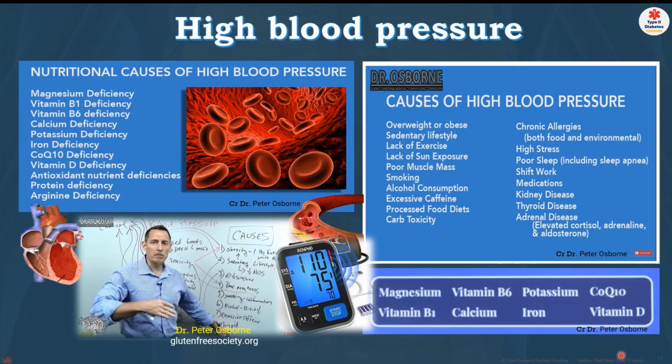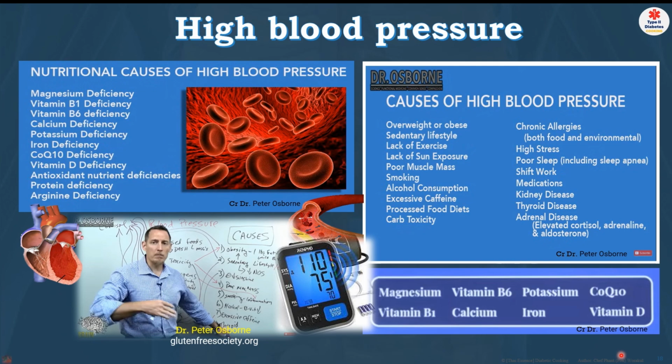High blood pressure. High blood pressure, this is the guy, Dr. Osborne. I think he explained it very clearly, but it's very difficult to really understand because he goes to the molecular level and explains really deep. So if you have a little bit of science background, then you'll be able to handle it.